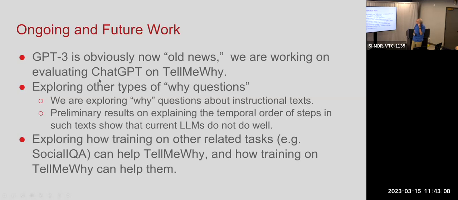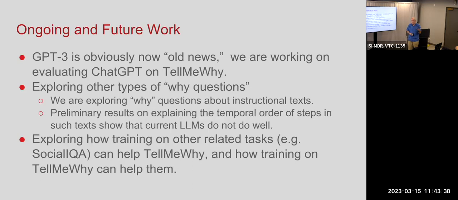Some other things we've been thinking about, exploring other types of why questions. In particular, we've been looking at why questions about instructional text. We give it an instructional text like a recipe, and then ask, why does this step have to come before that step? The models that we've tried don't answer these questions well at all. This is just really, really preliminary. We haven't even collected any human data on this. It's like the grad student trying out some things. We did like 50 examples or something.